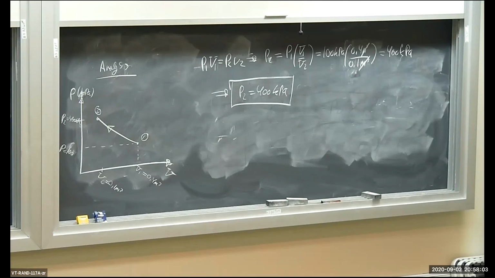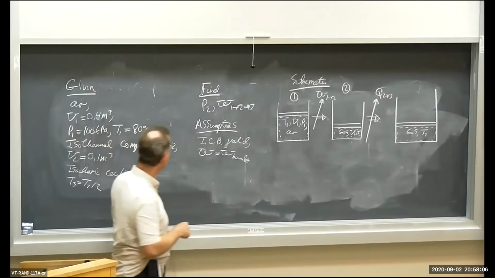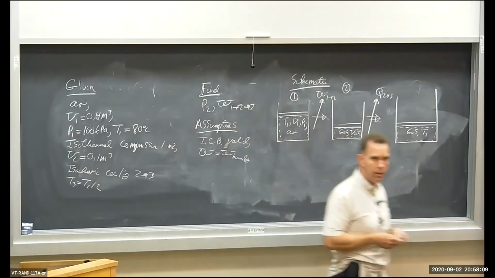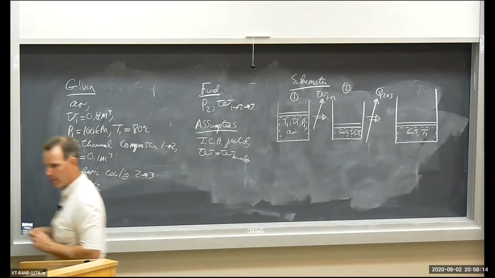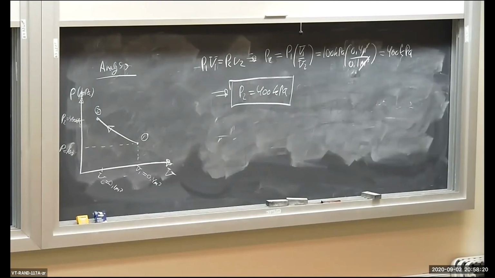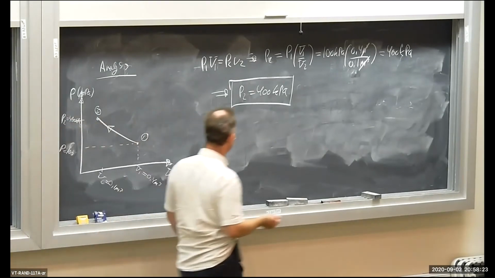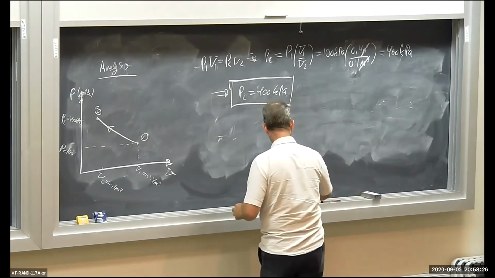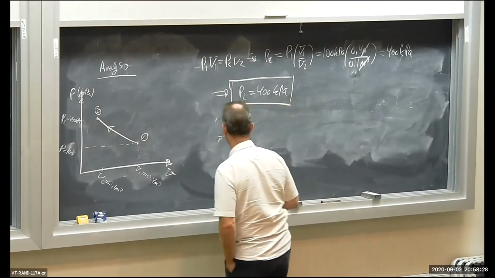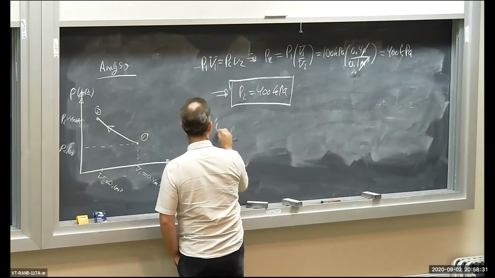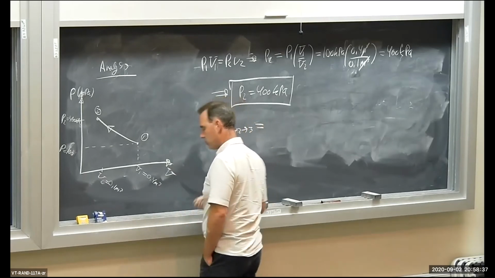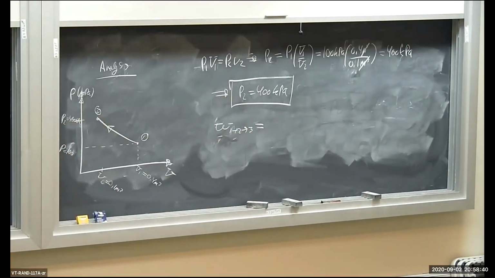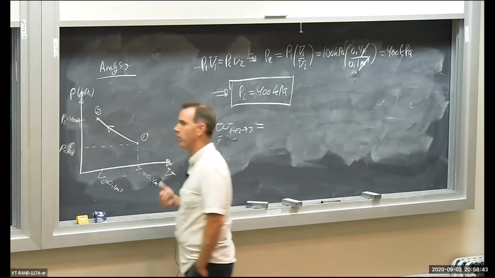What else are we supposed to find? We're supposed to find the work from state 1 to state 2 and then to state 3. So find the total work. Well, how do we do that? Work 1 to 2 to 3. Oh, maybe we should finish the PV diagram before we go on to the work.